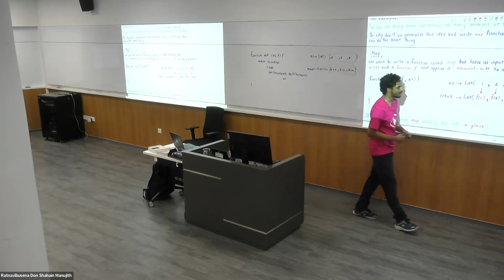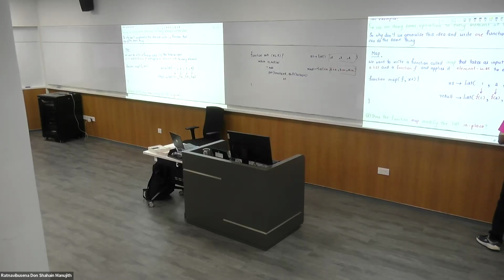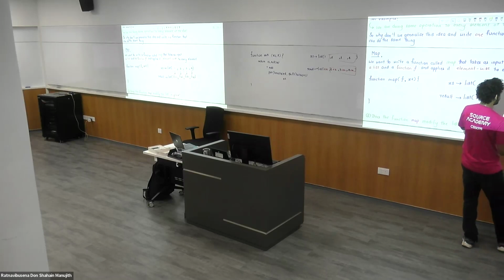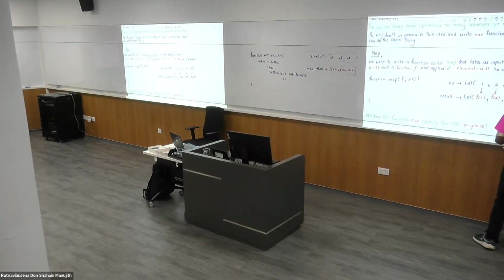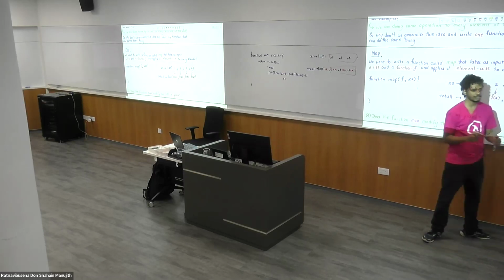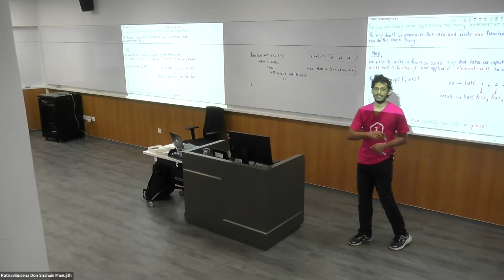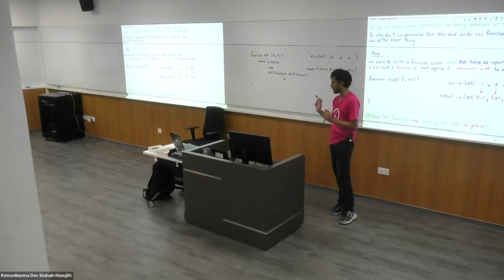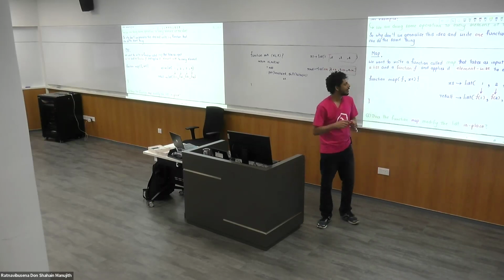If I want to add k, can someone come up to the board and tell me what f must look like? Yes, x going to x plus k. If I want to multiply by k, what should f look like? x times k. If I want to square every single element, what should f look like? x times x. Okay. So can you see that by just changing f, we can get a range of functionalities, without actually declaring 10,000 functions to do the same thing? Okay. So now let's try to write this function.